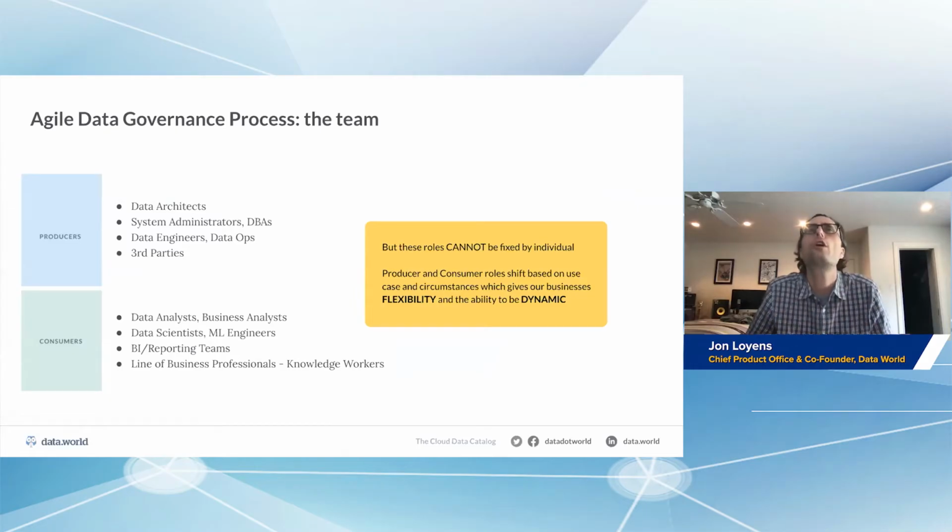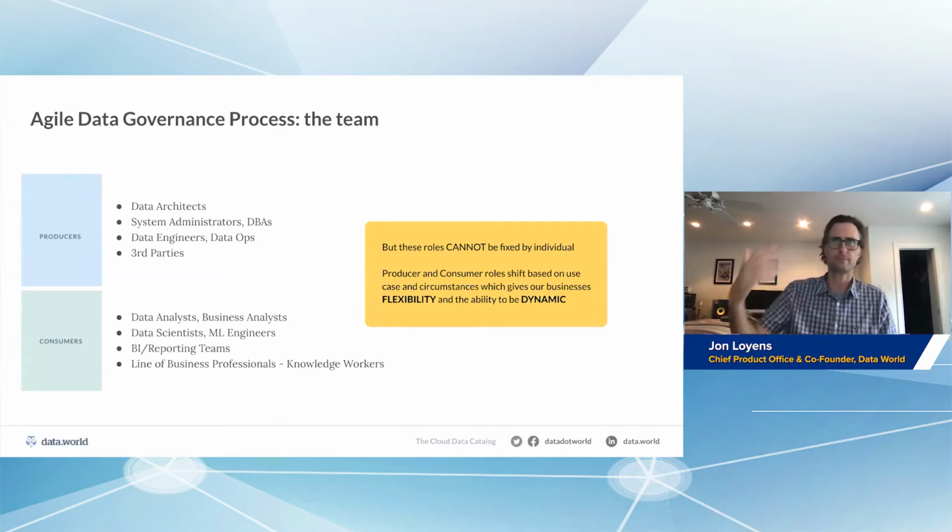Let's get a little bit more concrete about what the Agile Data Governance process looks like. First thing you have to think about when you're thinking about Agile Data Governance is, what's your team going to be? What does it look like? How do we bring together these personas in one room so we can have meaningful, fast, and iterative feedback loops around the data assets that we're producing?